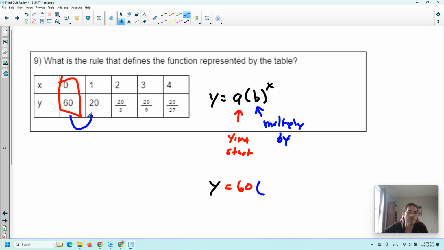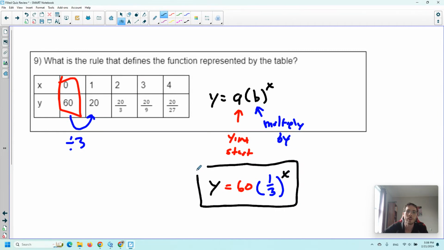And so again, if I go from 60, I'm dividing by 3 to get to 20. So divide by 3, we write as 1/3. Because we're going to divide by 3, we have to write it as a fraction. X is x, and we're done. That's it. So that's all we got to do. Done with number 9. So we just have to know that equation and know what the A and the B stand for.